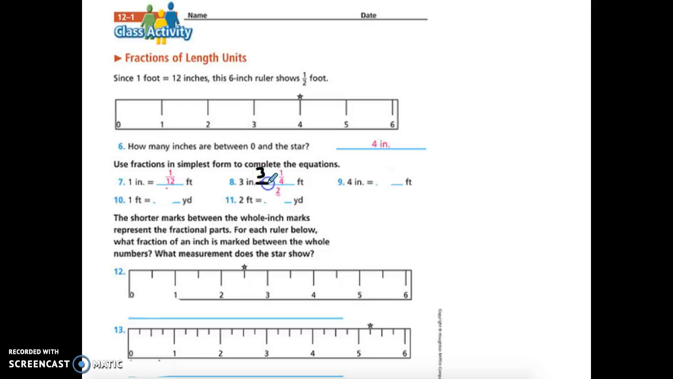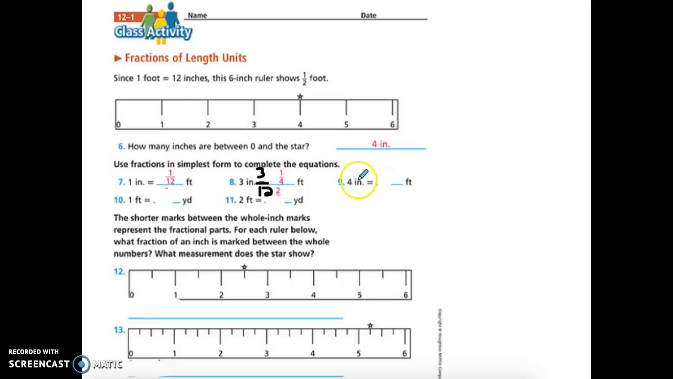And you might be saying, well, Mrs. Naslund, the answer says it's 1/4. But remember, when we write this out, it also wants it in simplest form. So I'm going to think, okay, how can I bring these to simplest form? To simplify fractions, we have to divide the top and the bottom by the same number. In this case, I'm going to divide both of them by 3. 3 divided by 3 is 1, and 12 divided by 3 is 4. So we end up with 1/4.